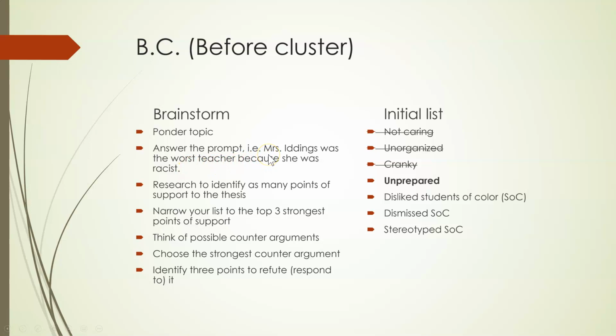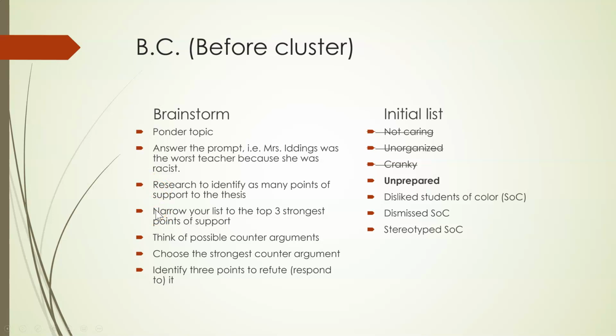I will continue with the worst teacher exercise just because it makes it easier for you since we're building up on that exercise. My answer or my thesis statement was that Mrs. Sadings was the worst teacher because she was racist. Then, if you're doing a research paper, of course, you have to conduct research to identify as many points of support to your thesis. But since we're not doing research, we're just going to bypass that step.